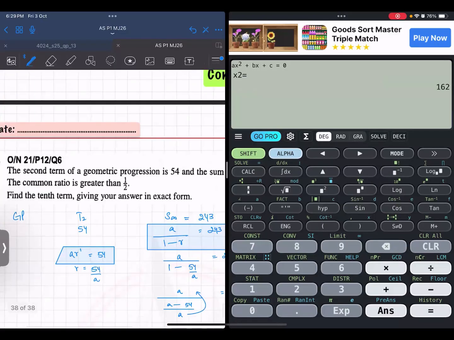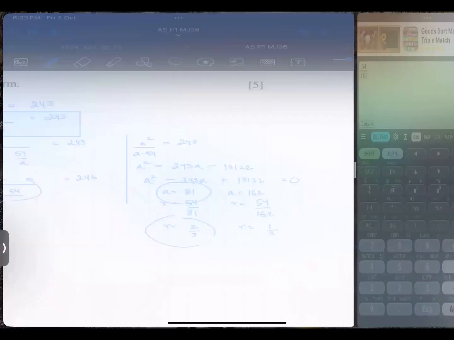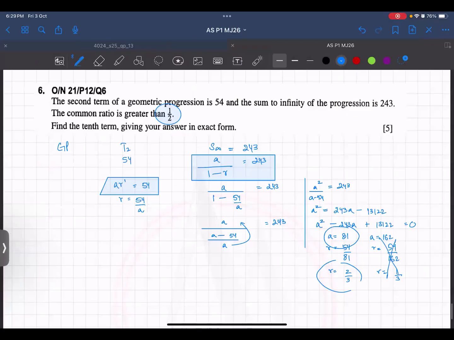Now they have given you that the common ratio is greater than half. So I think greater than half would be 54 upon 81. 54 upon 81 is 0.6666, 2 upon 3. And this is 162, 0.33, 1 upon 3. So this is the answer for the value of R and for the value of A. You would cancel this one.